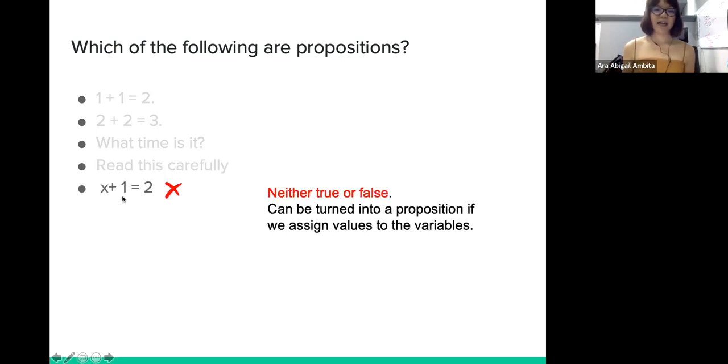And lastly, x plus 1 equals 2 is also not a proposition or a statement because it can be neither true nor false. Because x doesn't have a value, we don't know the value of x, so we cannot verify whether this statement is true. But you can turn it into a proposition if we assign a value to the variable x. For instance, when we replace the value of x with 0, 0 plus 1 is equal to 2 will be false, meaning we can now verify whether it is true or false, and therefore it is a proposition.